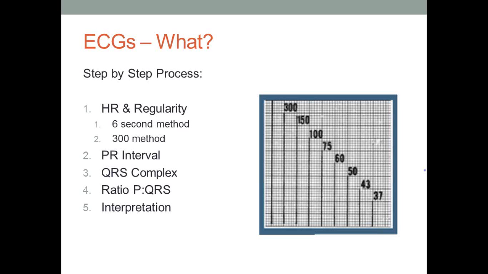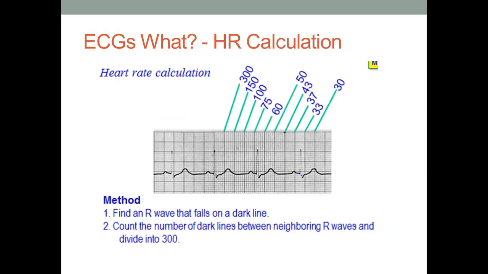Number 4 is the ratio of P waves to QRS complexes. So remember back to the conductivity of the heart. The P wave represents the atria contracting, and the QRS complex represents the ventricles contracting. So what we want to see is a QRS complex following every single P wave. That way we know that the atria contract and then the ventricles contract, and then the atria contract and then the ventricles contract. This should be rhythmic. In a normally functioning heart, you have a P wave followed by a QRS complex. So that's what we're looking for on the ECG. And then finally, step 5 is the actual interpretation of the ECG.